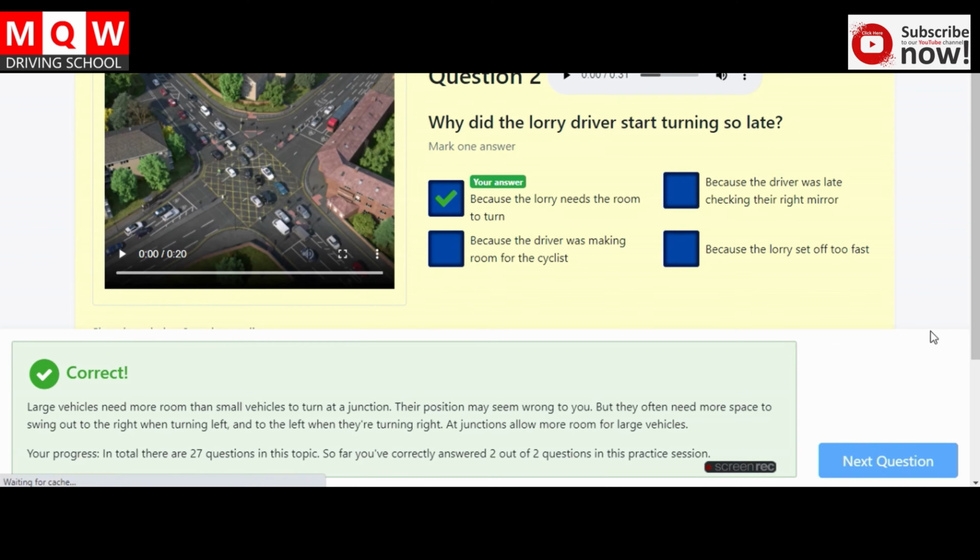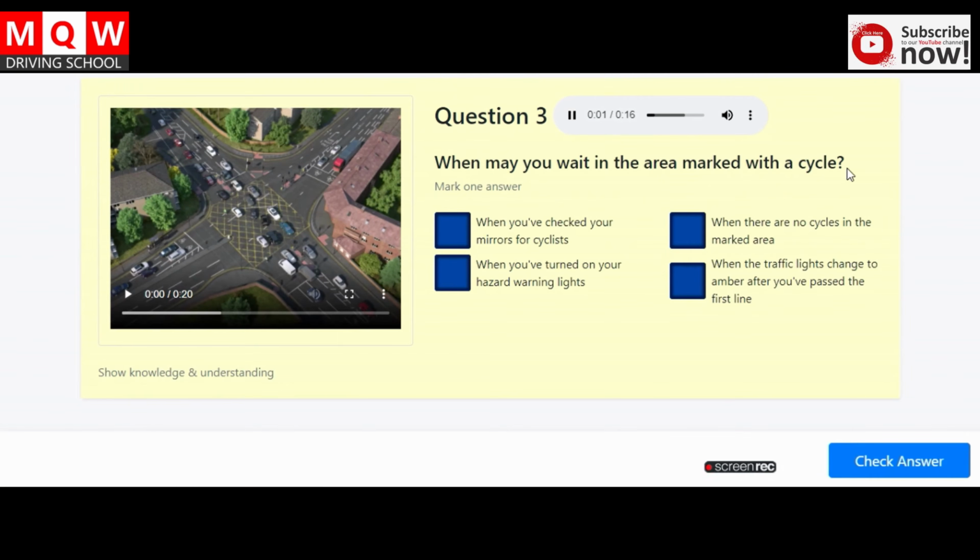Now we go to the next question. Same clip, same video. When may you wait in the area marked with a cycle? When you've checked your mirrors for cyclists. When there are no cycles in the marked area. When you've turned on your hazard warning lights. When the traffic lights change to amber after you've passed the first line.